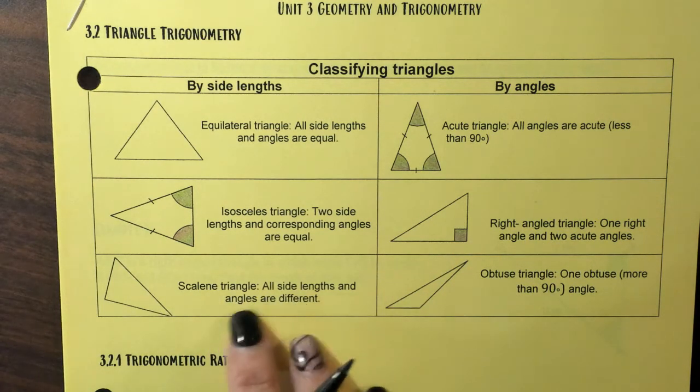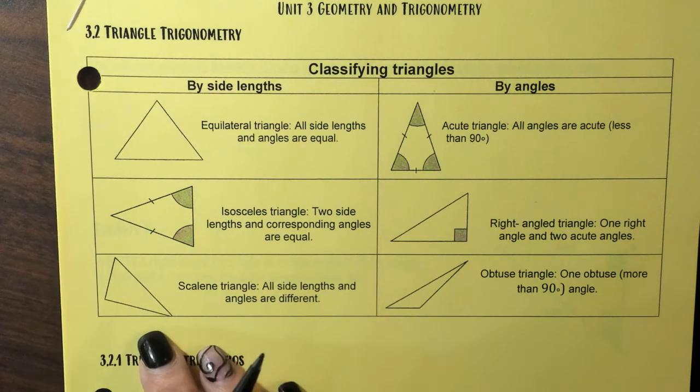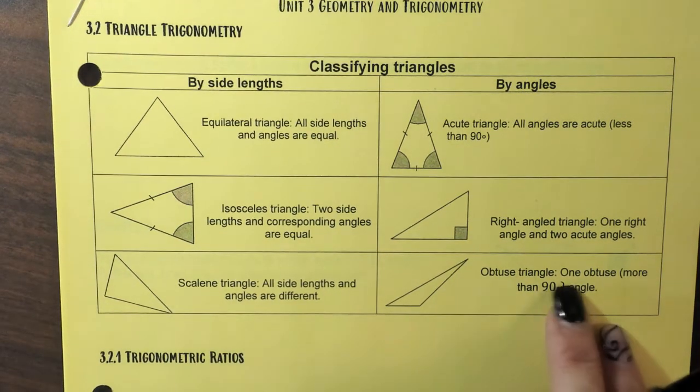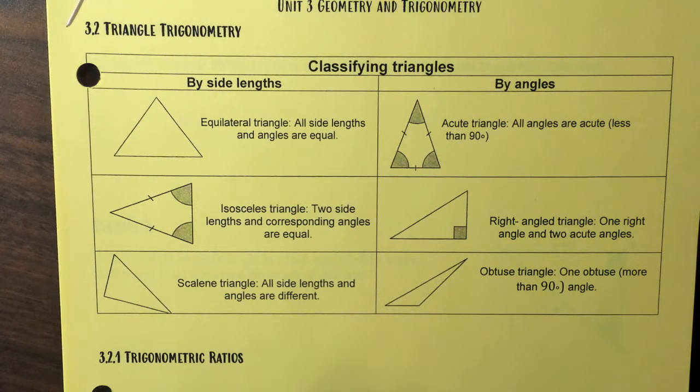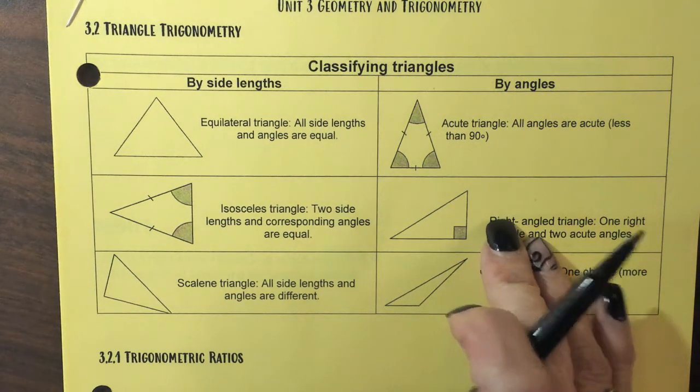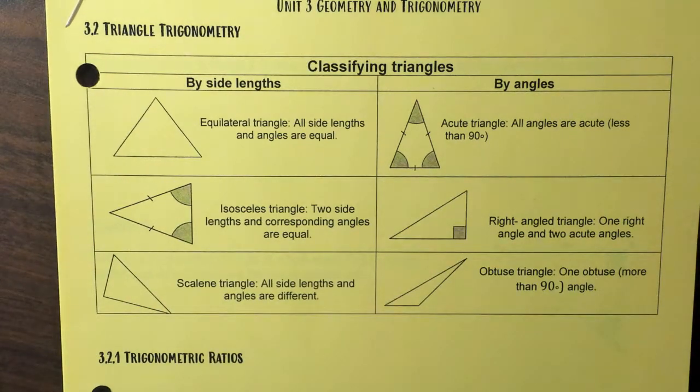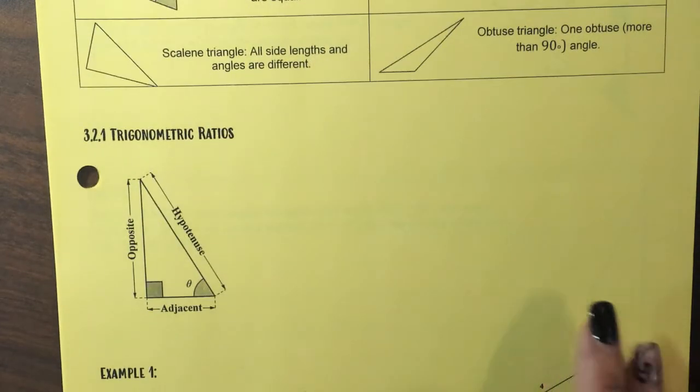Scalene, all sides and angles are different. There's none that are the same. Obtuse, one obtuse angle, more than 90 degrees. And that's just kind of the basics. We are primarily going to deal with right triangles, but we are going to have a variety of those in there. So that's just a reminder.